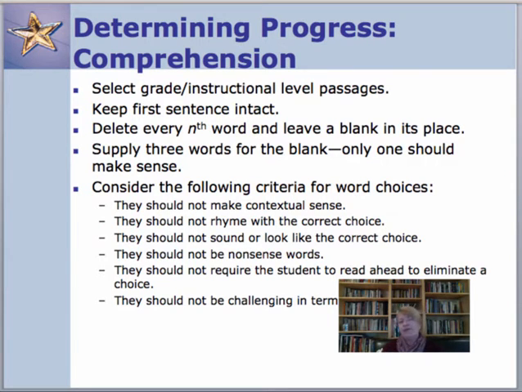So can you visualize this? You have an instructional level passage for the student to read. The first sentence is intact because that's usually the topic sentence and gives the student a clue about what it's going to be about. For the remaining sentences, you're going to blank out a word or a certain number of words. And for each blank, the student has 3 words to choose from that they can use to fill in the blank. And one will make sense and the other 2 will not.